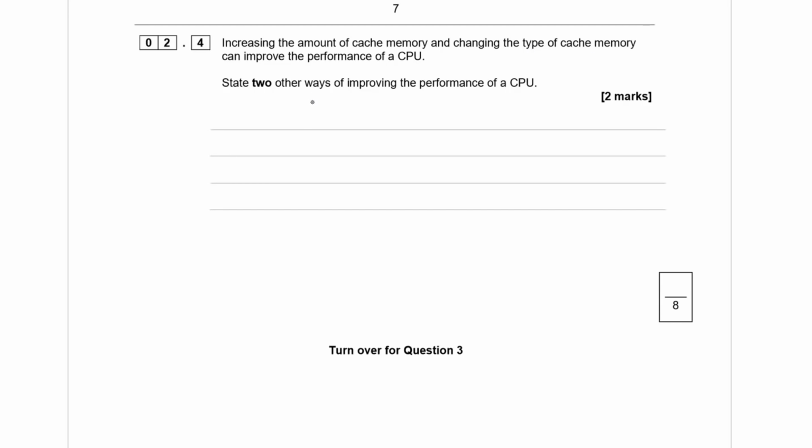State 2 other ways of improving the performance of a CPU. So the most obvious is increasing clock speed. This can be thought of as how frequently it does the fetch-execute cycle per second. It's basically how fast it will process that cycle. And a second one would be to increase the number of cores.